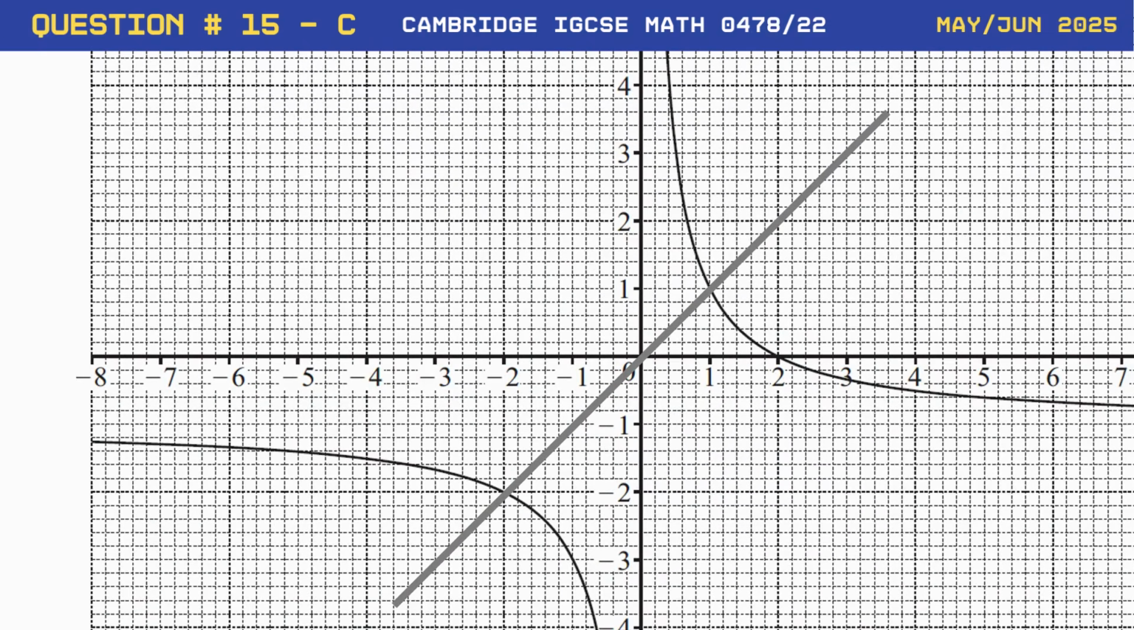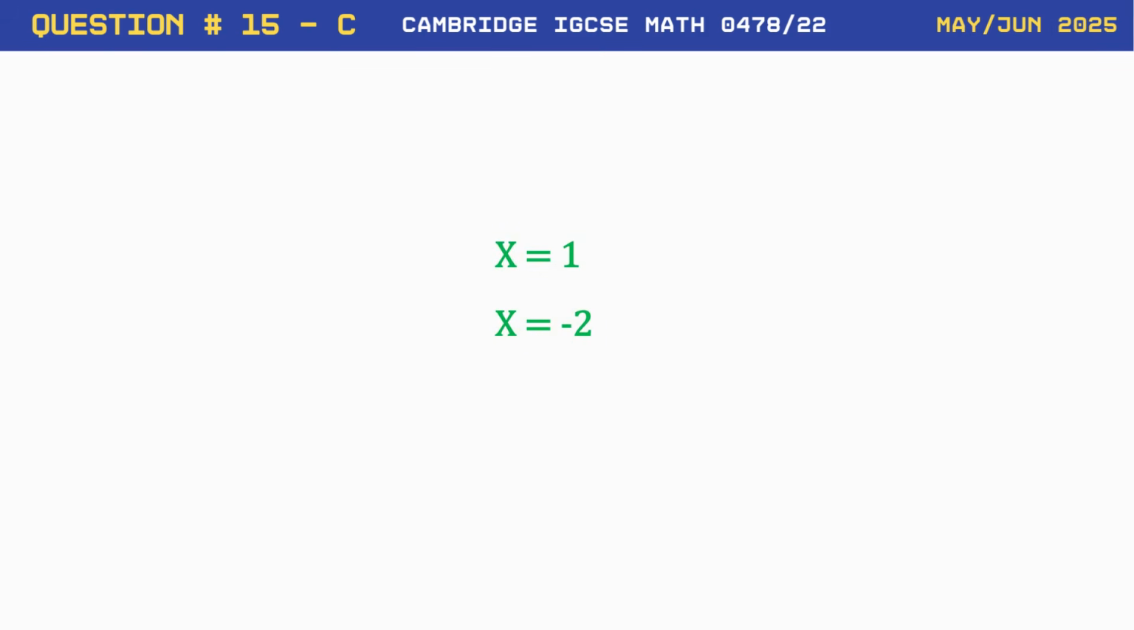We can see that this line intersects the given graph at 2 points. The x-coordinate of the first point is 1, and the x-coordinate of the other point is minus 2. So x equals 1 or x equals minus 2 is our answer.